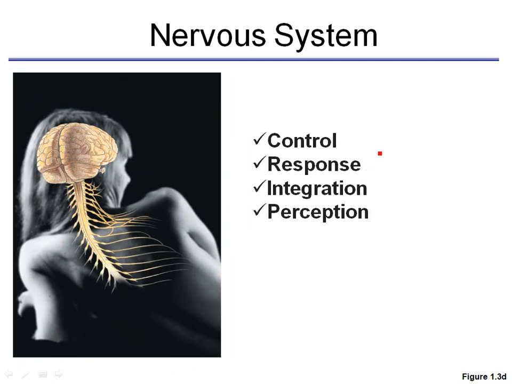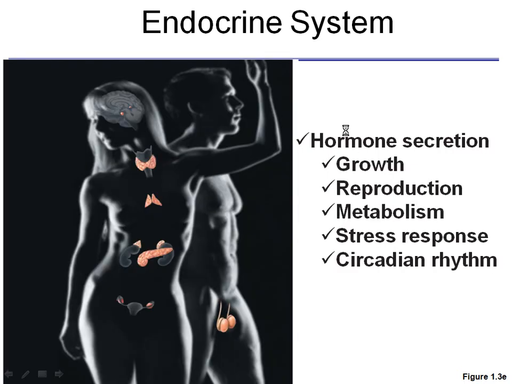Our nervous system is control. We control every process in our body. We can respond to changes in the environment. We can integrate and learn information. We can perceive senses and things about our environment. The endocrine system is about hormone production. Hormones regulate growth, reproduction, metabolism, your stress response, and your circadian rhythm, which is day-night cycle.